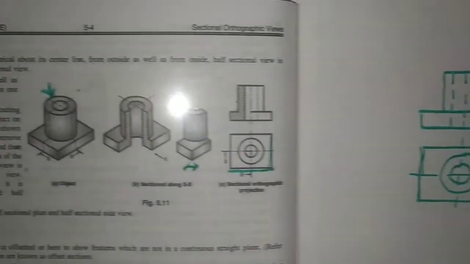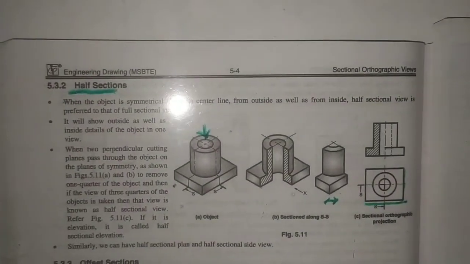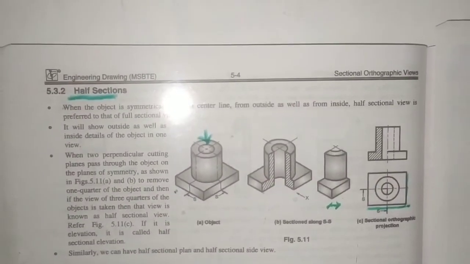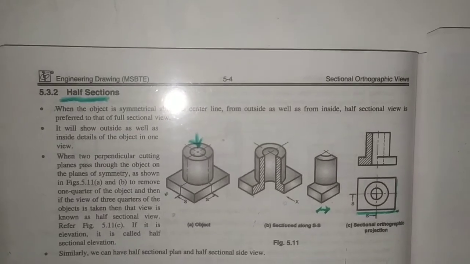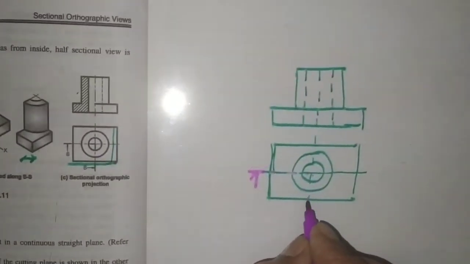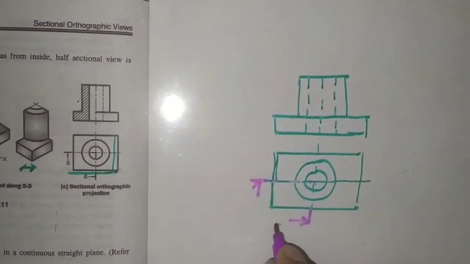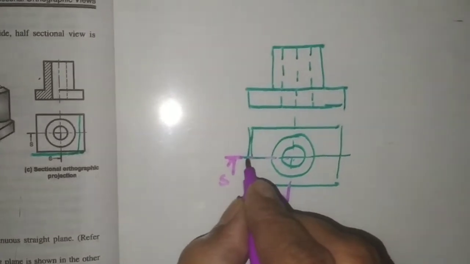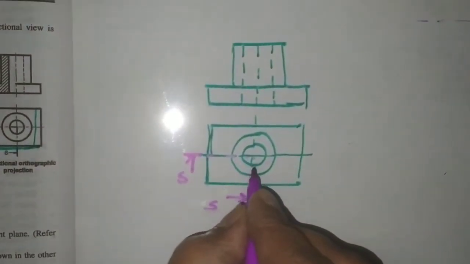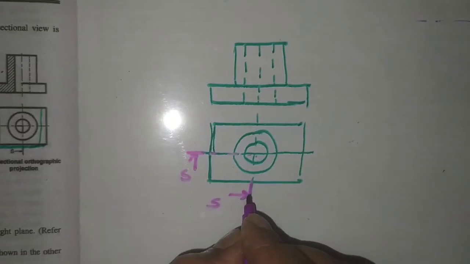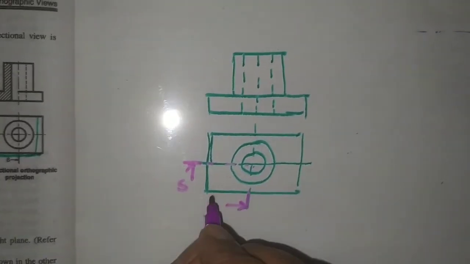Now the object is cut here. Now I show the section. This is the section. This much part of the object is removed. There are two cutting planes acting. One is horizontal and the other is perpendicular to it. With two cutting planes, this much portion is removed.